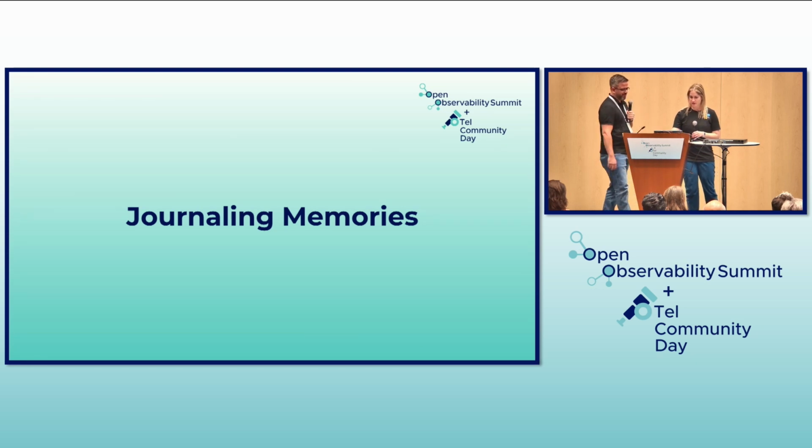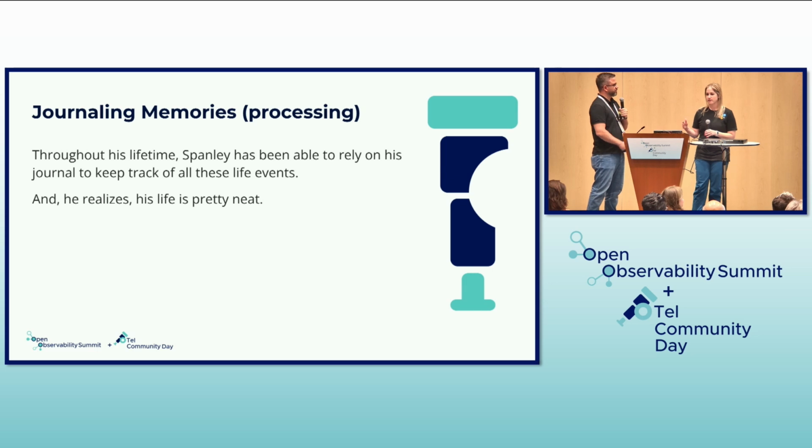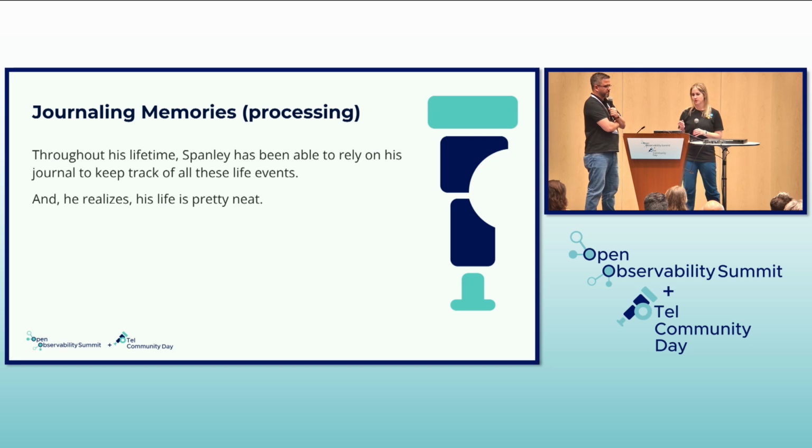So we talked about how Spanley has been having this journal that he's keeping track of everything, daily gratitude, the logs of each day, big events that happen. And so throughout his lifetime, he's been able to rely on that journal to go back through those life events, to remember what had gone on. And he starts realizing his life is pretty neat, and someone might want to hear about it. Surely this is a really interesting story.